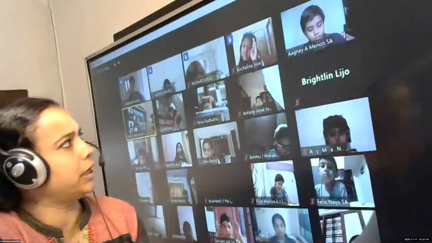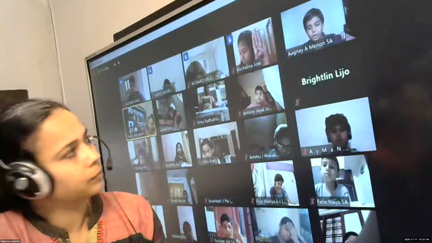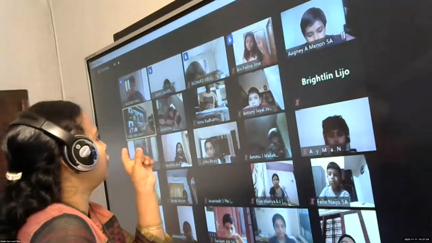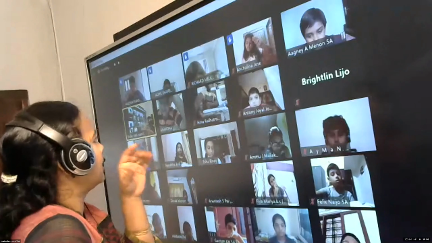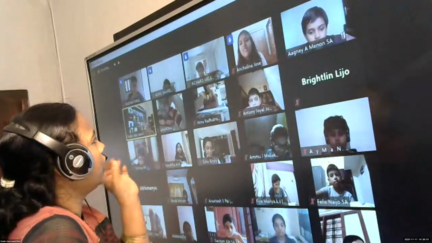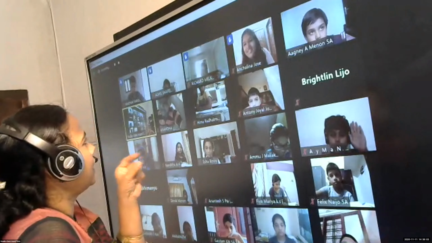Okay. What about 3? Divisibility rule. In any number, if we sum up the digits and the sum is divisible by 3, then it is divisible by 3. Yes, very good. For example, 48. You have to add 4 plus 8, that is 12. 12 is divisible by 3. So if the sum of the digits is divisible by 3, yes.